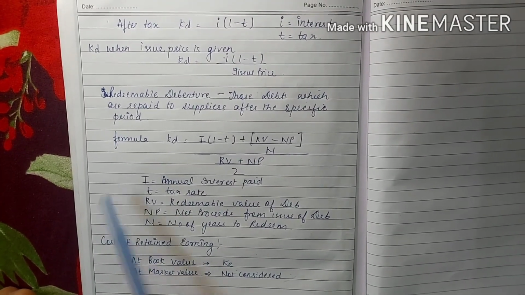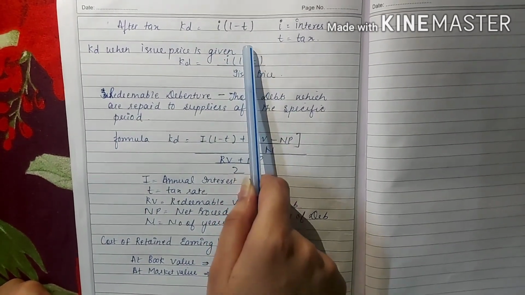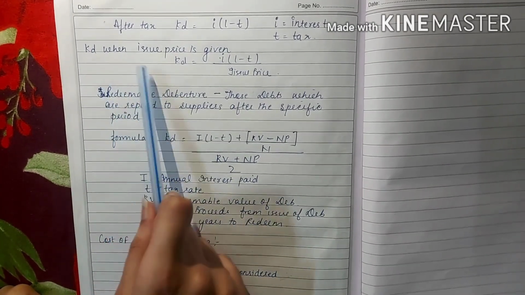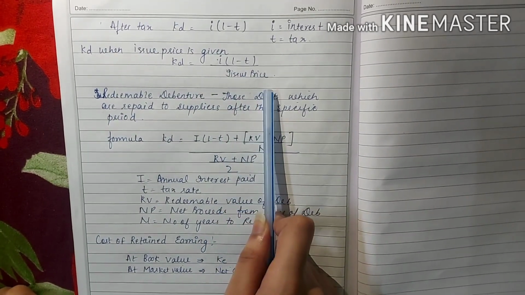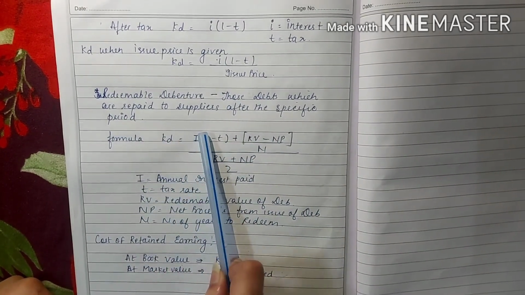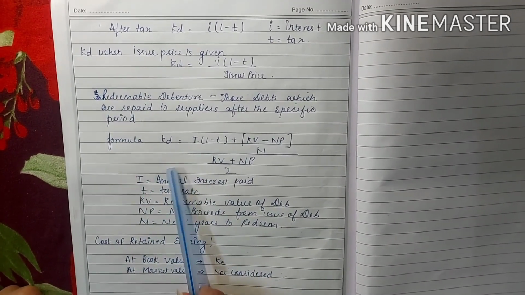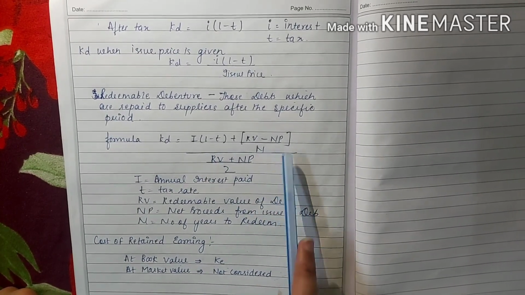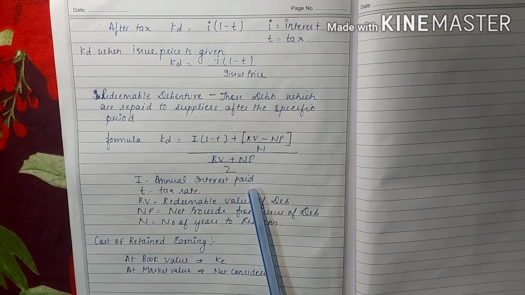Another formula for computing the cost of debt after tax is I(1 minus T), where T is tax. And there is one more formula for computing the cost of debt when issue price is given. It is I(1 minus T) upon issue price. Second is redeemable debentures. Those debts which are repaid to suppliers after a specific period. And the formula for computing the cost of redeemable debenture is I(1 minus T) plus (redeemable value minus net proceed) upon N, where N is the number of years to redeem, whole upon (RV plus NP) upon 2.